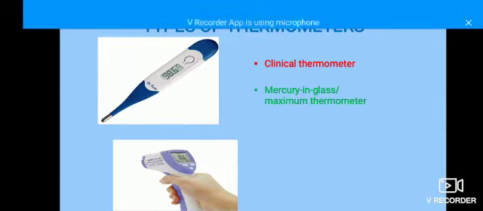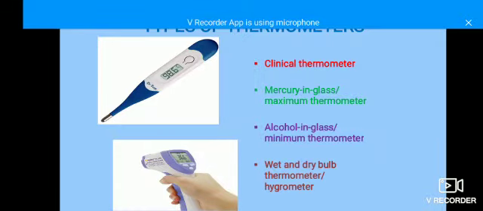I'll let you know as we go on. Then the third one is alcohol in glass or minimum thermometer, while the fourth one is wet and dry bulb thermometers, or we call it hygrometer. Now, the diagram for clinical thermometer has been shown on the screen.